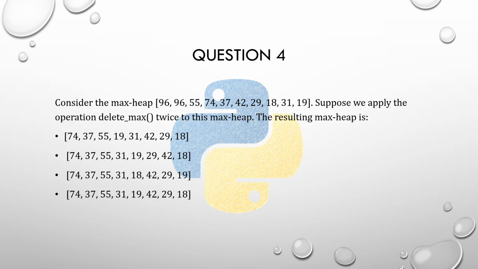Yeah. So consider the following heap, as you can see on the screen: 96, 96, 55, 74, 37, 42, 29, 18, 31, 19. It is categorized as a max heap. If you try it out, you will feel that it is correct, and you're free to do it once. Okay, so suppose we apply the operation delete max twice to this max heap, right? Twice.